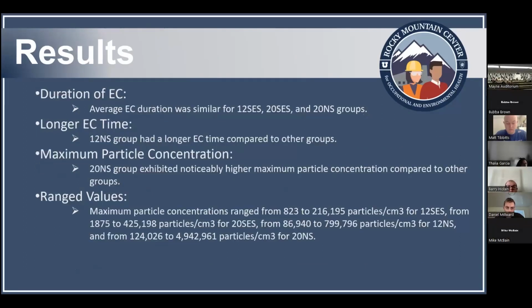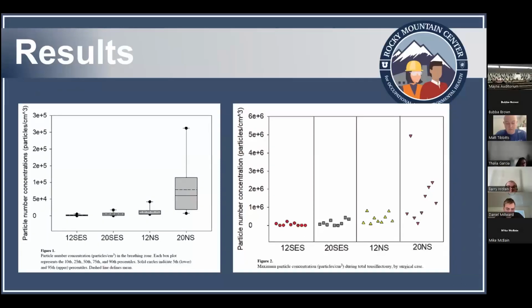Also, the average duration was similar for those 3 groups and was longer for the 12 watts without evacuation group. And the maximum particle concentration was, you can imagine, in the highest EC setting without evacuation system. And there's the range of the values, but I think this will make more sense to you. So these are the 4 groups, and you can see the mean, this dashed line. You see it's getting higher as the setting is getting higher and no use of surgical evacuation system.